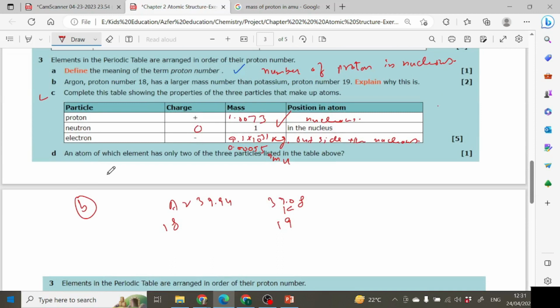So option D: an atom of which element has only 2 of the 3 particles listed in the table above? This is very simple. Hydrogen. Hydrogen 1 has only, this is the nucleus. It has only 1 proton, and here is the electron. It does not have a neutron, it is 0.